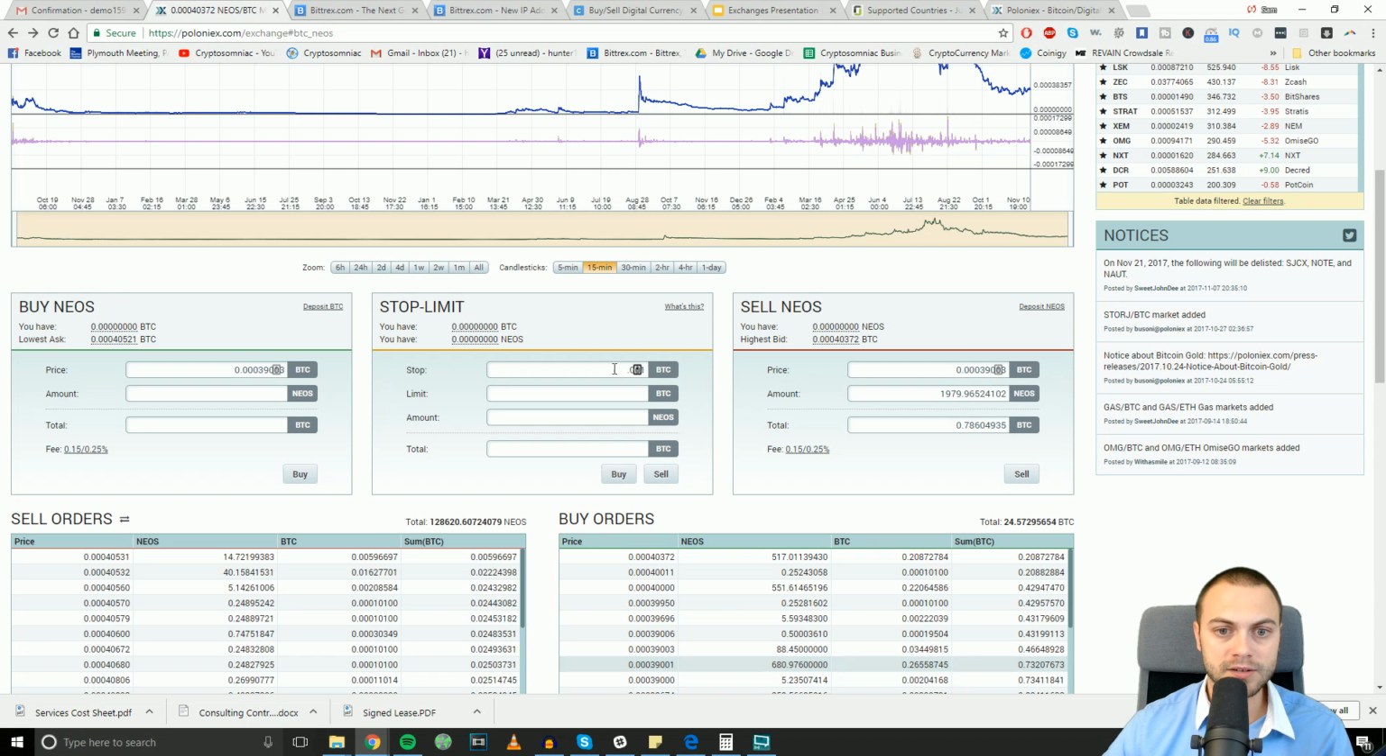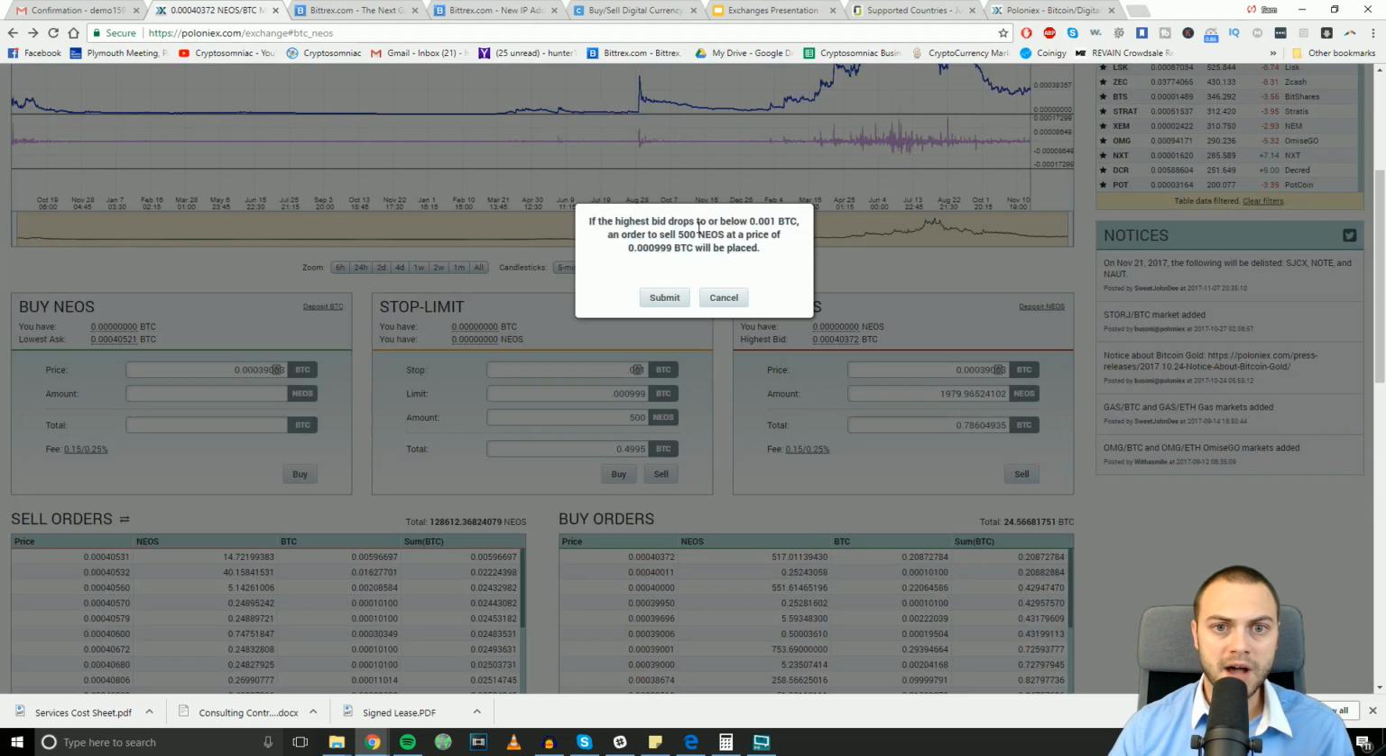So the limit, this is where it gets triggered at 0.001, and this is the amount that you will actually sell it for. So you want it to trigger there and you want to sell it for just a little bit less so that it actually gets fulfilled. So we'll sell it at 0.000999. And then you'll type in the amount of Neos. So let's just say 500. And it'll put the equivalent amount here in Bitcoin, and then you could hit sell.